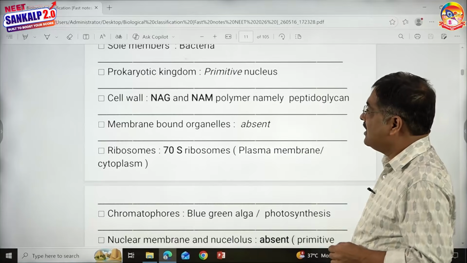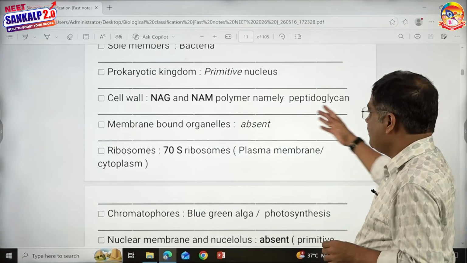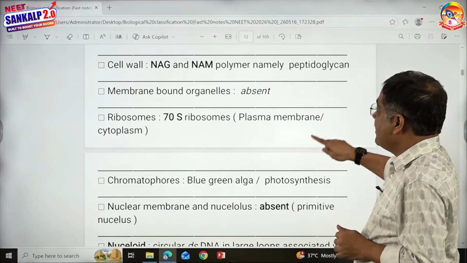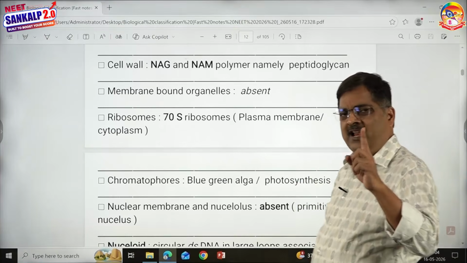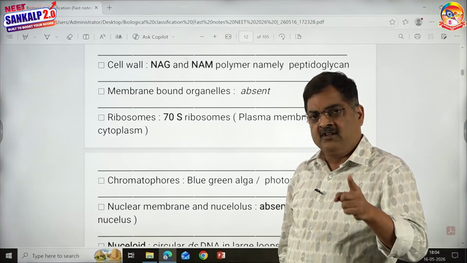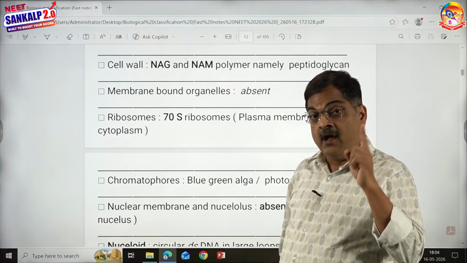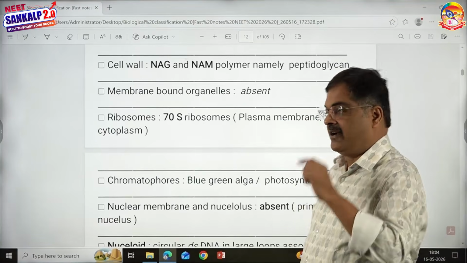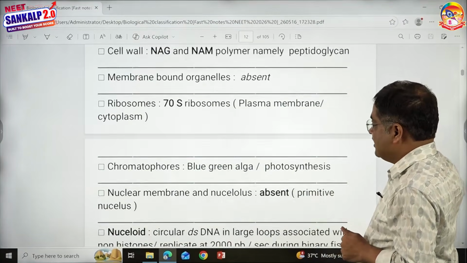It's a primitive nucleus that is seen. That is the reason. Cell wall, we already discussed NAG and NAM. Membrane-bound organelles are... look here, "cell organelles are absent" is wrong. Ribosome is a cell organelle which is present. "Membrane-bound organelles absent" is correct. Ribosomes are of 70S.